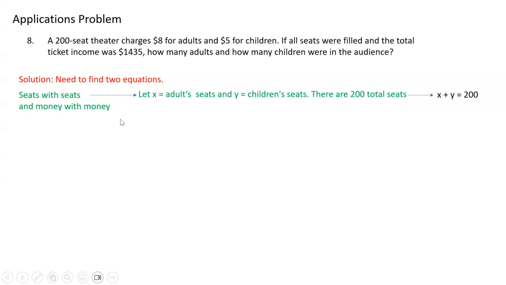Now for equation number 2, right, we're going to use money with money. If you notice, the ticket for adults is $8. And adult tickets is represented by the variable x. So this will give us 8x.